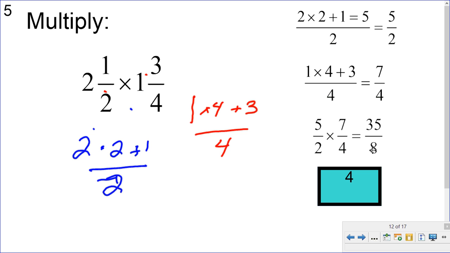And remember, step 4, reduce it to its lowest terms if possible, and we can even change it back to a mixed number. 8 goes into 35 4 times, remainder 3, and we don't write the remainder, we write the divisor, which is 8. So that'll be 4 3/8. So 2 1/2 times 1 3/4 is equal to 4 3/8. So that's the process that we have to go through.